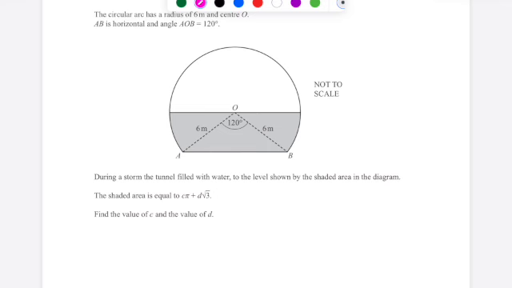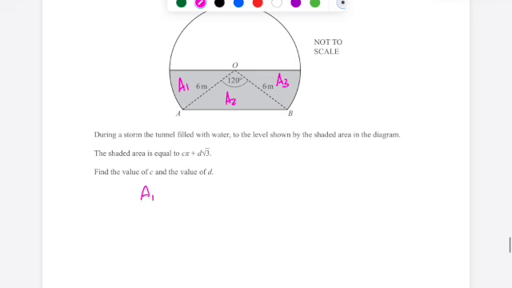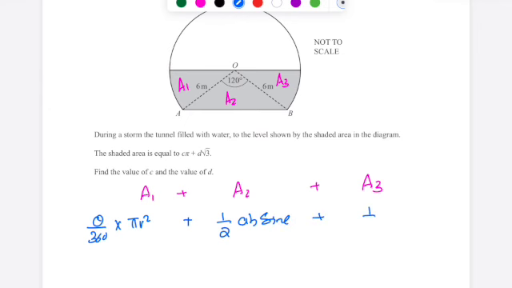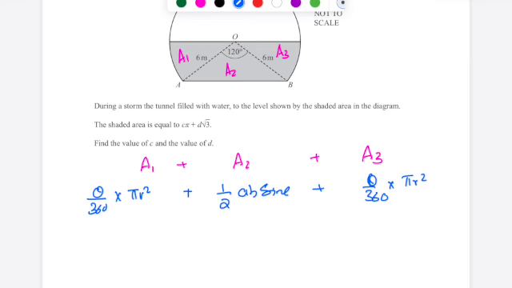So, what am I going to find out? I am going to find the area of the sector plus the area of the triangle. This is area A1, A2 and A3. A1 plus A2 plus A3. What's going to be A1? Theta upon 360 times pi r square. Area of a triangle is nothing but half AB sine C. And area A3 is also theta upon 360 times pi r square.